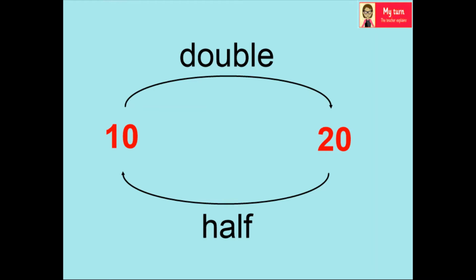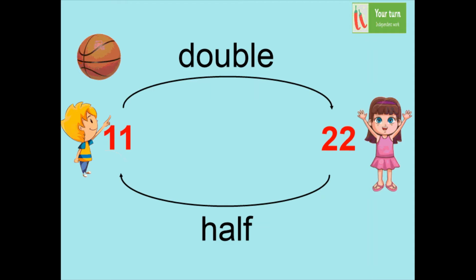Our starter is about doubling and halving. And here we can see that we've got the number 10, and if we double 10, we get 20. But then if we find half of 20, we get back to the number that we started with, 10. You're going to play a game and you will need a ball for this.